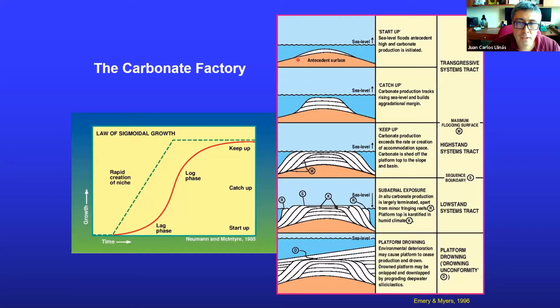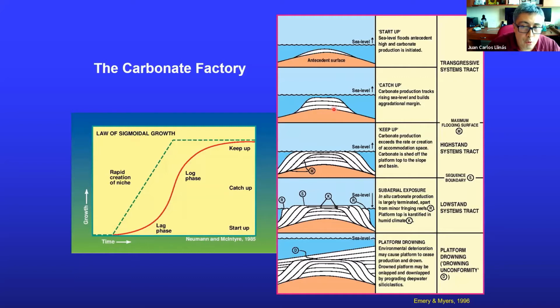What happens first is that the carbonate production lags behind the increase in sea level, while the organisms settle down and colonize this surface. So at the beginning, carbonate productivity is rather low in what is called the startup phase of the carbonate productivity.